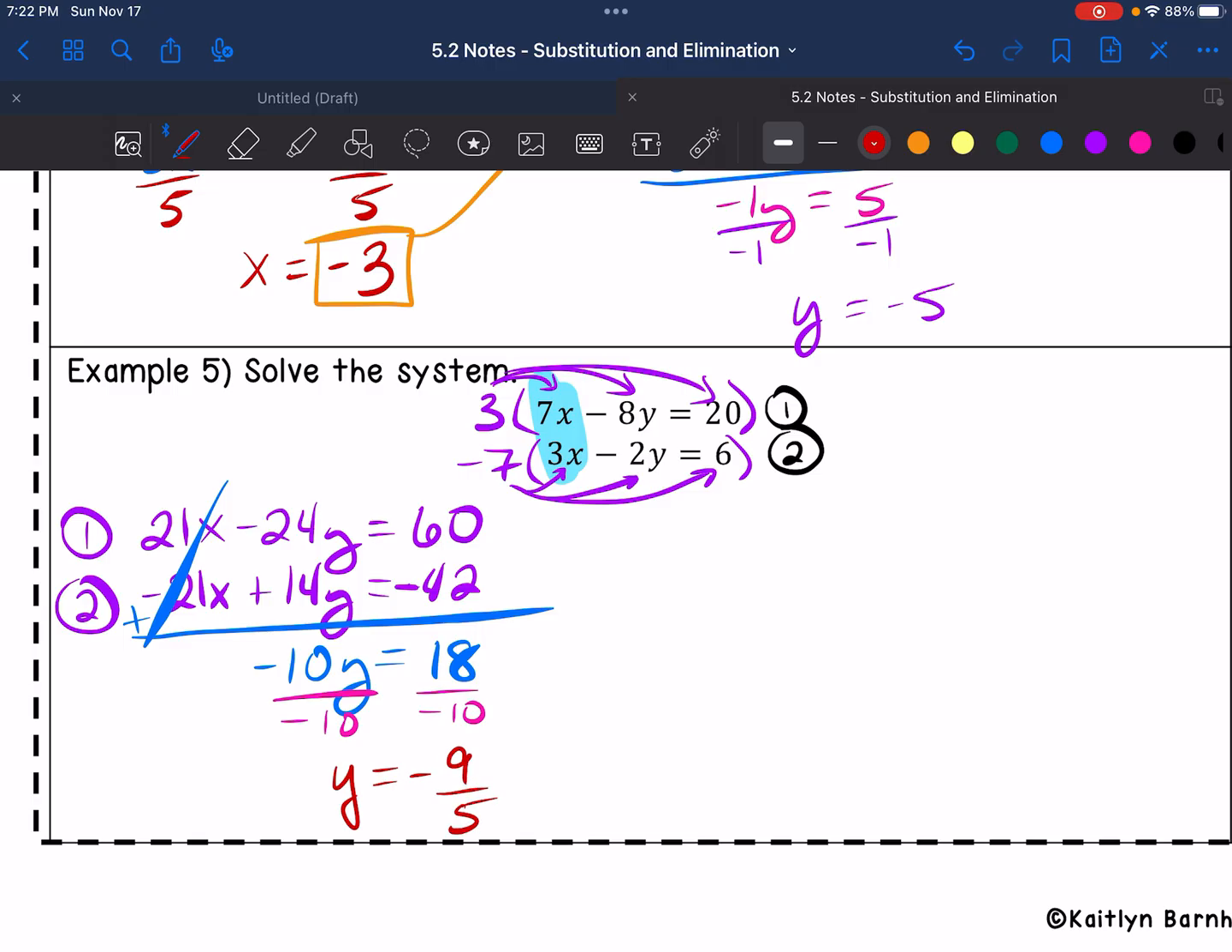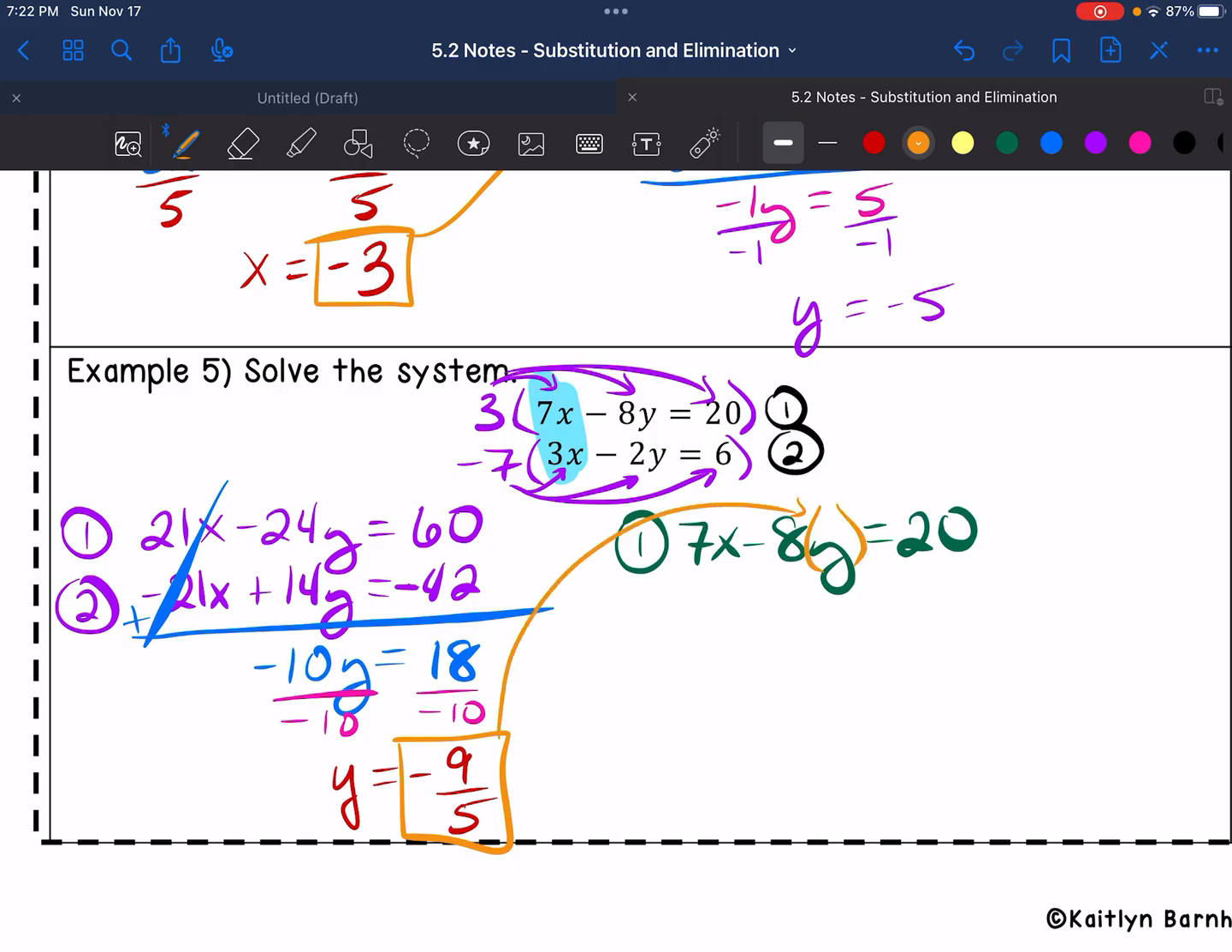-9 over 5. So now I'm going to use that, and I'm going to plug it into one of my equations for the y. It doesn't matter which equation I pick. Let's say I go with my original equation 1. It was 7x minus 8y equals 20. So instead of y, I'm going to put the -9 over 5 there. So this will be 7x minus 8 parentheses -9 over 5 equals 20.